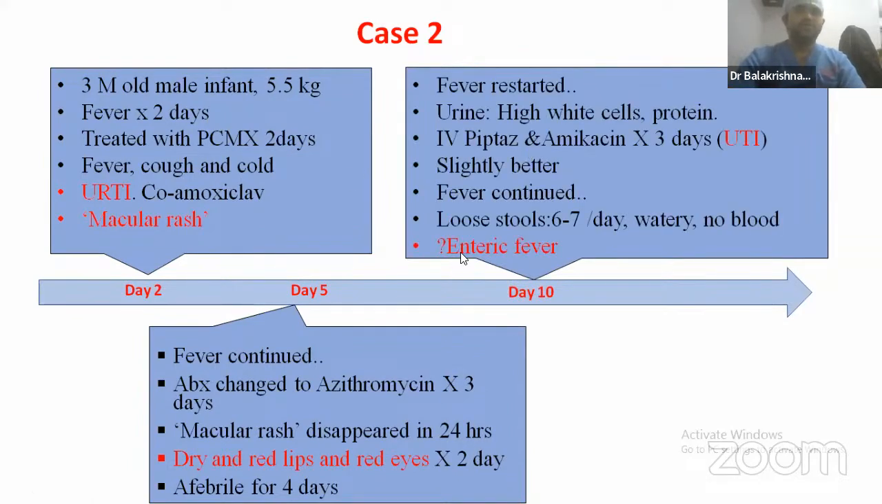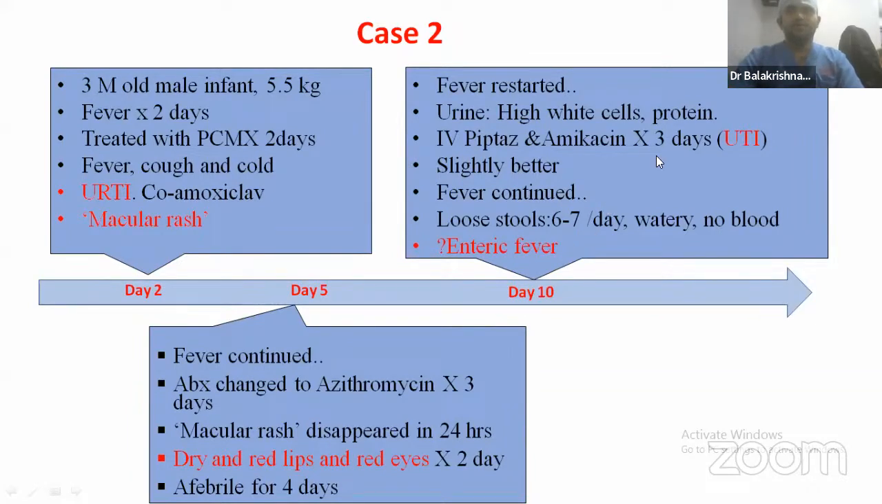So again, after 4 days, the child had fever restarted. So usually what is our suspicion? The child stayed in hospital, so we sent a urine routine. The urine routine showed high white cell count and protein, so you suspect UTI. The child was started on IV piperacillin and amikacin. The child got slightly better, but the fever still continued, and loose stools were there for 6 to 7 days. So our diagnosis was changed there. We thought it could be enteric fever, the peripheral pediatrician.